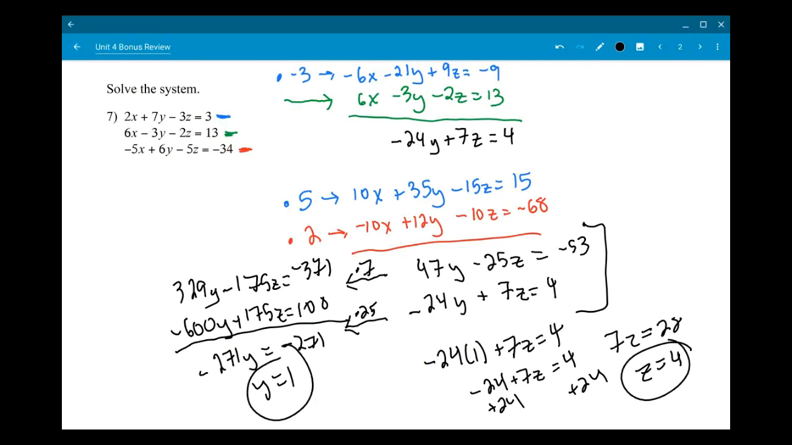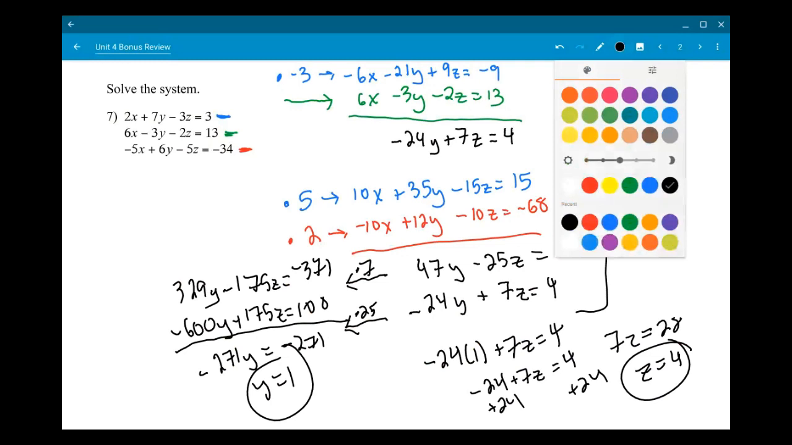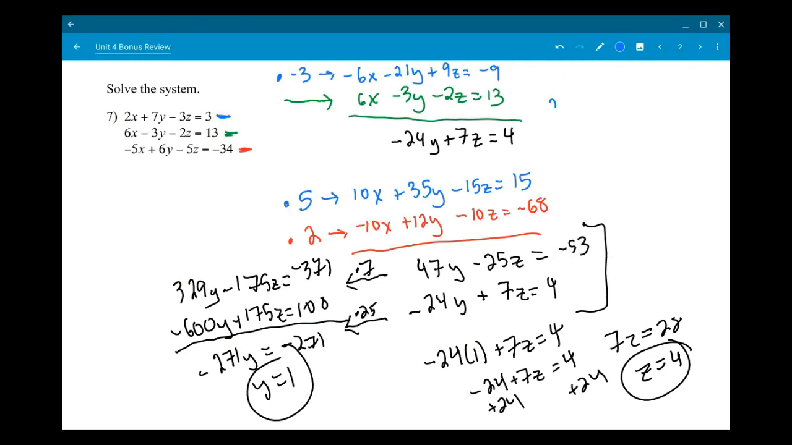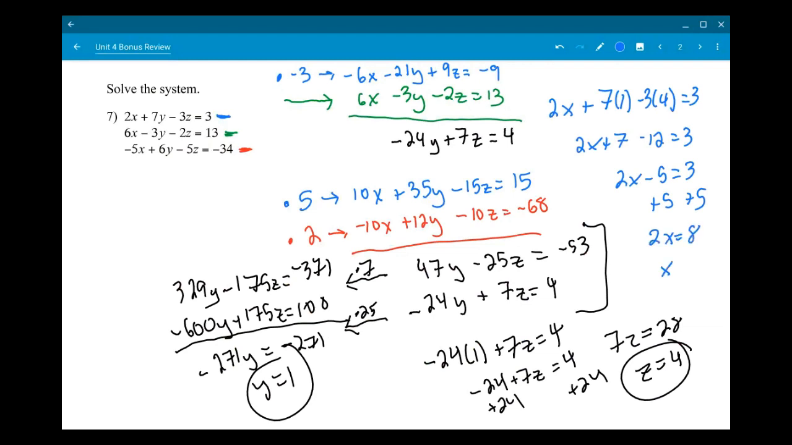Once you have y and z, now you're able to go back to one of the original equations. It doesn't really matter which you use, so I'm going to go with the blue one. All we're really doing at that point is combining like terms. And I'm going to add 5 to both sides now. I get 2x equals 8, and I get x equals 4.